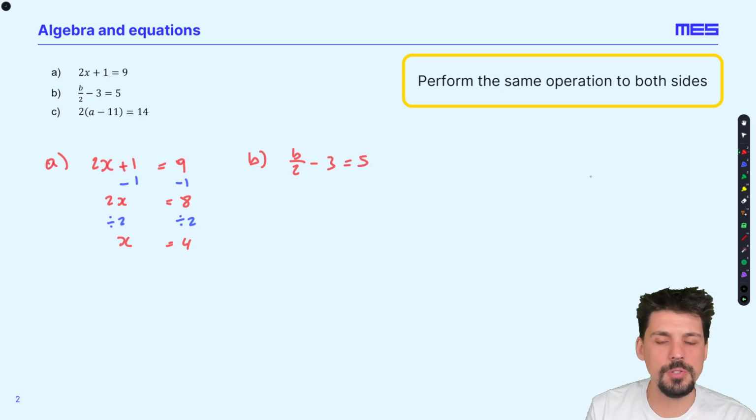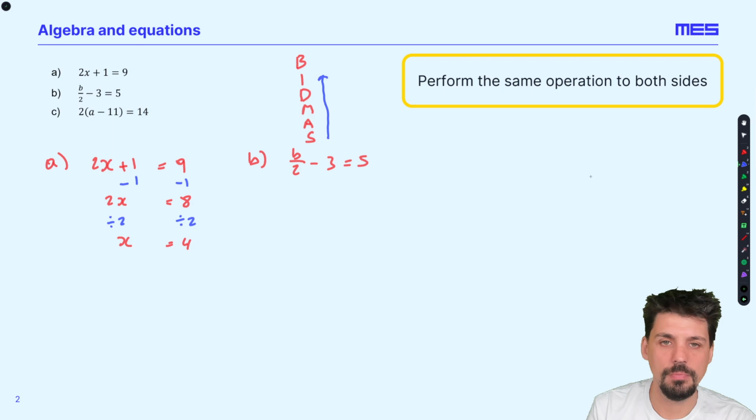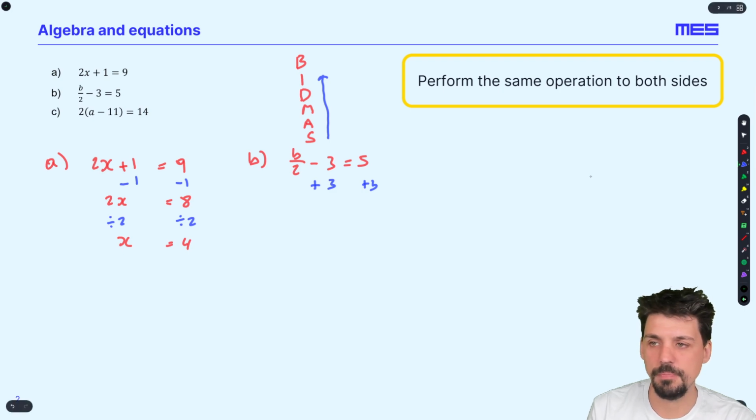Now, what order do we go in? Now, we remember our BIDMAS or BODMAS, depending on where you're from. All right. Now, we want to work backwards. So the first thing I undo is my subtraction. So I'm going to add 3 to both sides.